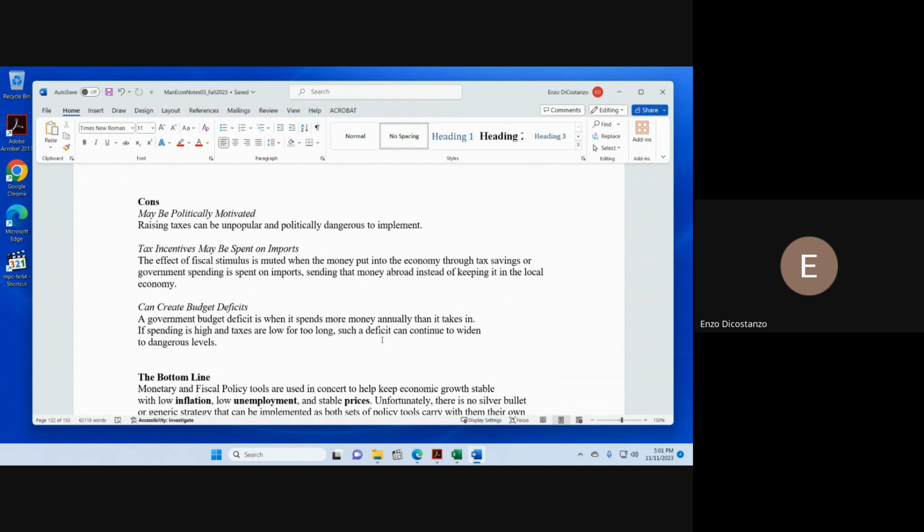It may be spent on imports. The effect of fiscal stimulus is muted when the money put into the economy through tax savings or government spending is spent on imports, sending the money abroad instead of keeping it in the local economy. So you've got to be careful, because at least up to now there are no direct controls on spending. But with the way America's going, who knows if that might change one day? It could. But you want to be careful that you're not creating incentives and losing the capital, wandering away from the country instead of spending it locally.